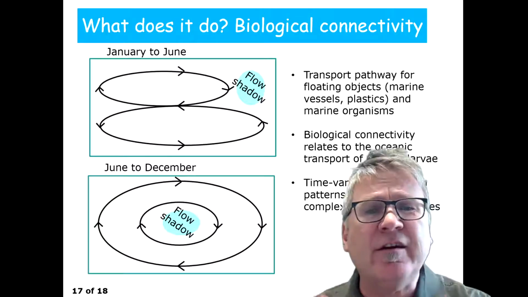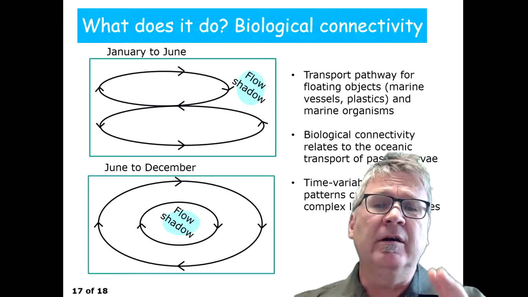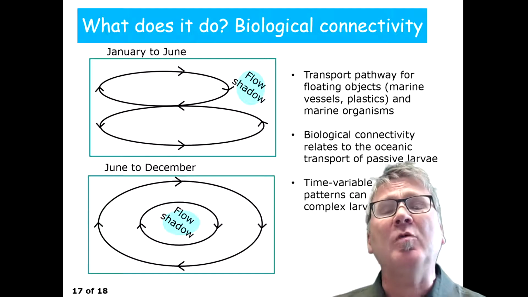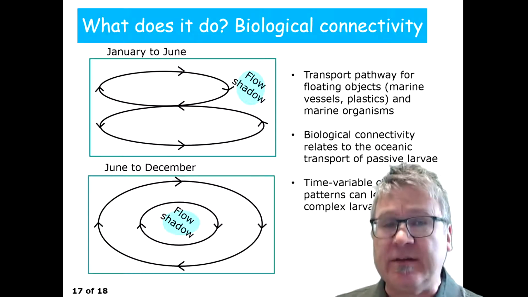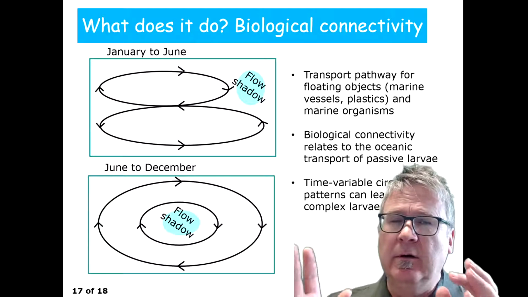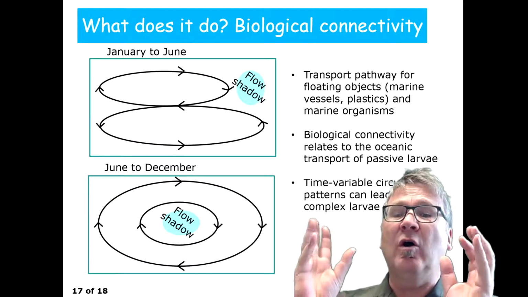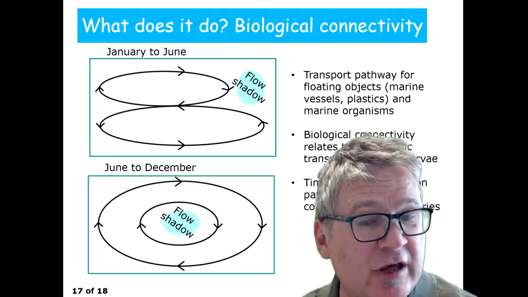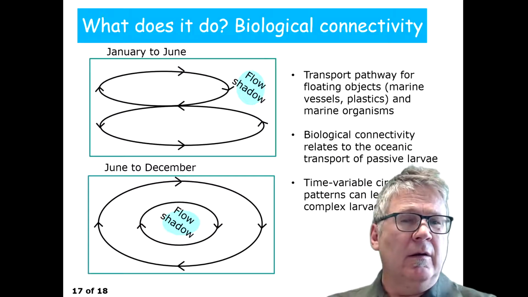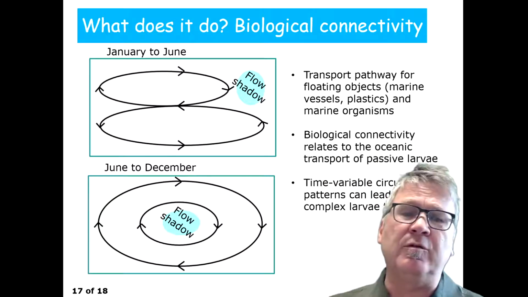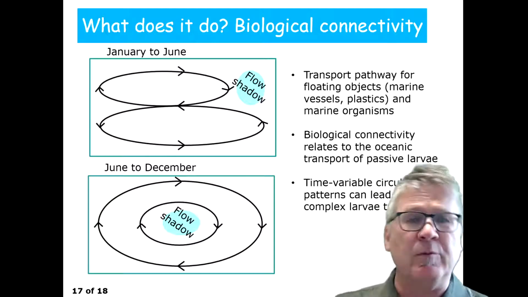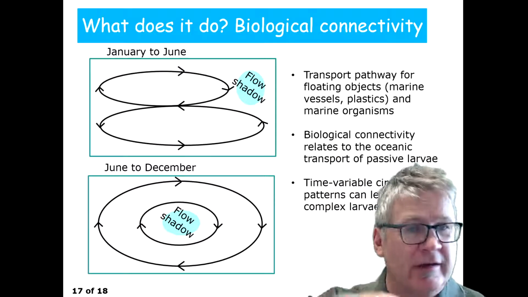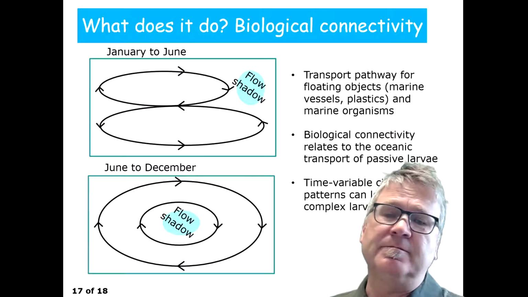So let's talk about another important aspect to do with the circulation in the ocean. It's something we call biological connectivity. It relates to the oceanic transport of passive larvae. If you have larvae, fish larvae, what's the connectivity between two locations? One location A, one location B. Are they connected in terms of larvae transport or not? Are they too far away from each other?